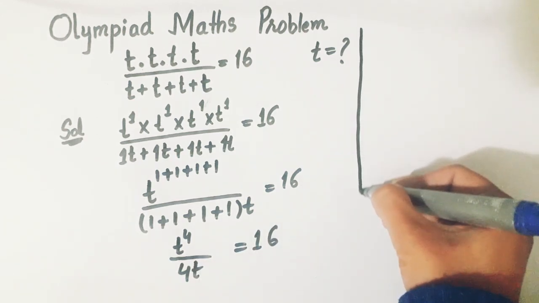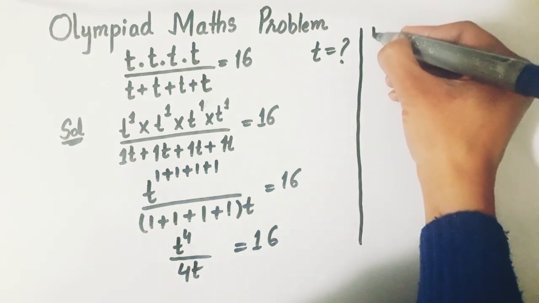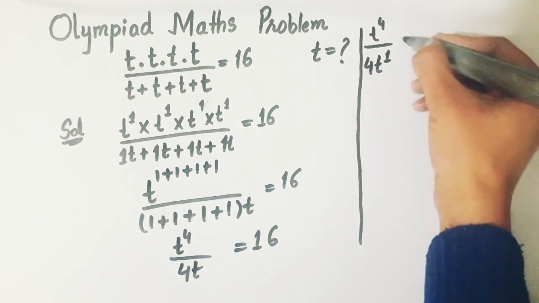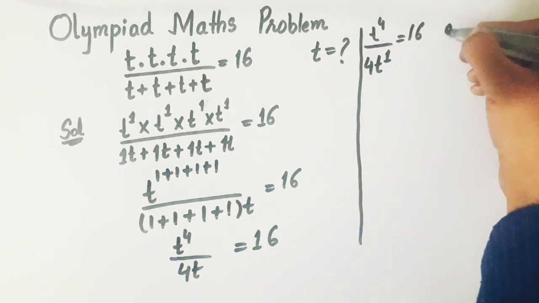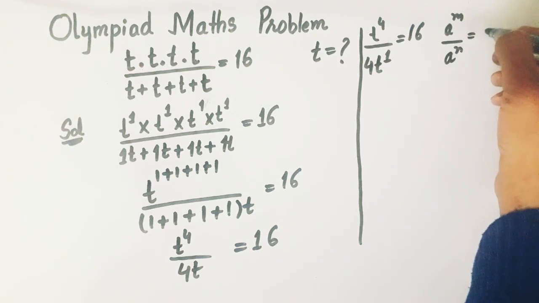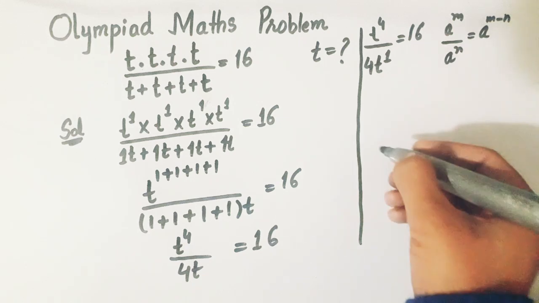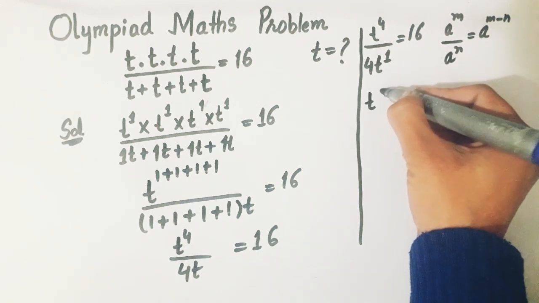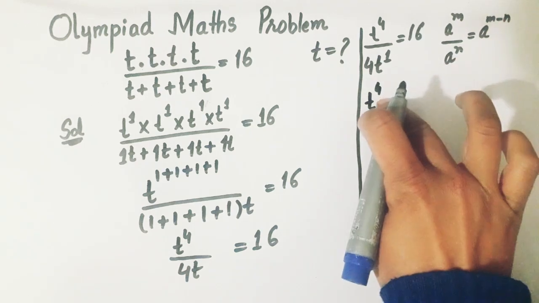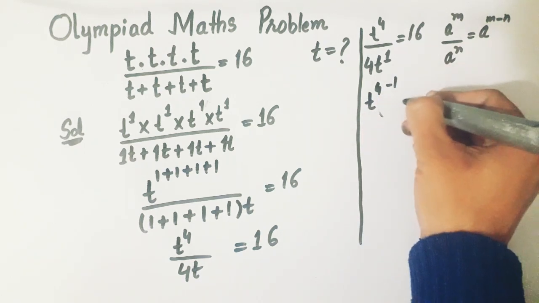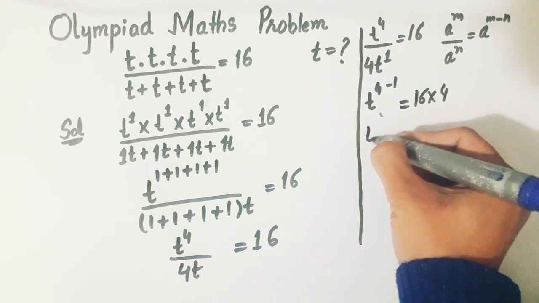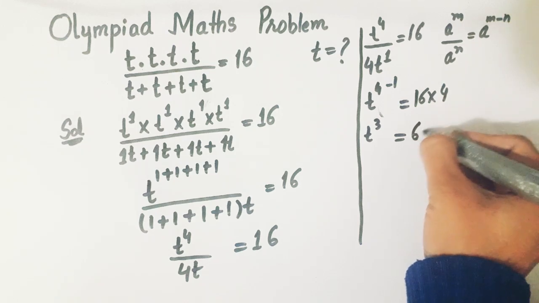Now here we will apply a rule on this, t power 4 divided by 4 t power 1 equals 16, that a raised to power m divided by a raised to power n means a power m minus n. So we have t power 4 minus 1, and this will be 16 multiply 4. We get t cube equals 64.